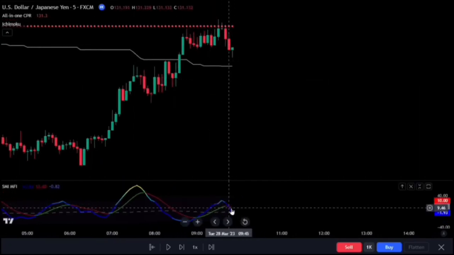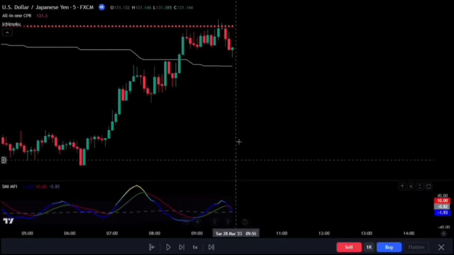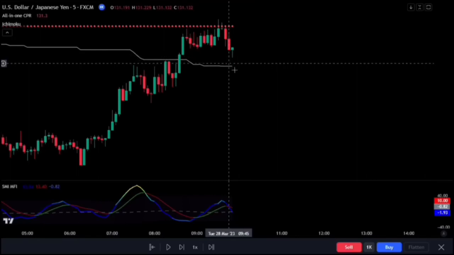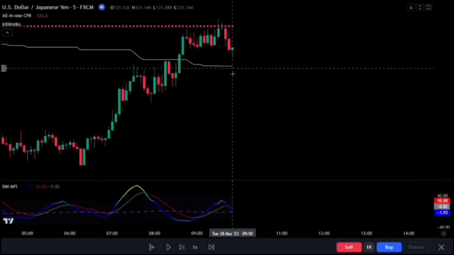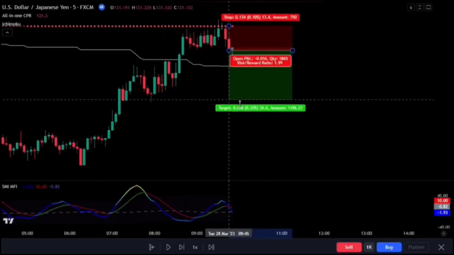And for the final confirmation, make sure we have the SMA change to darker blue. So, in our case, this is where we got our signal. Lastly, we only open trades when price action is between the baseline and pivot point. What we mean is this: we don't open trades if price action is below the baseline or above the pivot point while we got our final confirmation from the SMA.